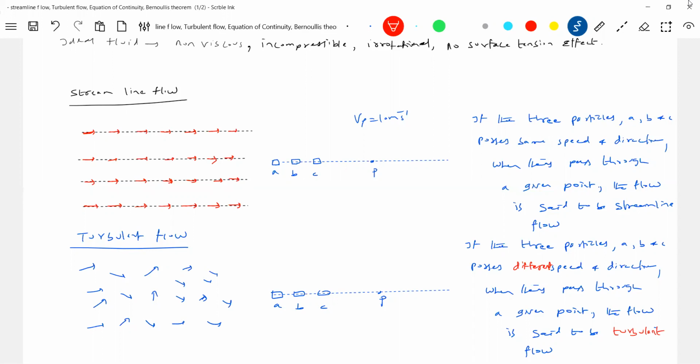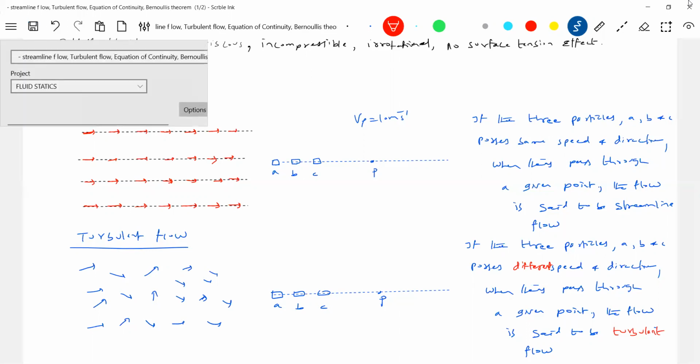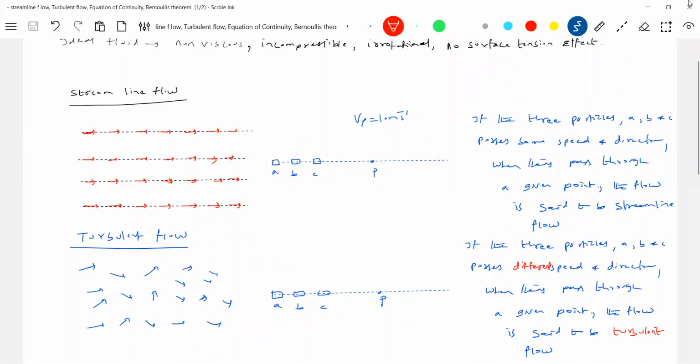Now, turbulent flow is not there in the syllabus, just have an idea. What we discuss will be only streamline flow. Okay, fine. If all the particles of the fluid are moving with the same speed and direction, then it is a streamline flow. But there's a primary definition. It says any particle that passes through point P must have the same speed and direction. Then it is said to be streamline flow.